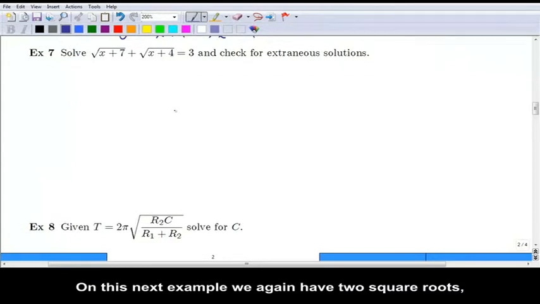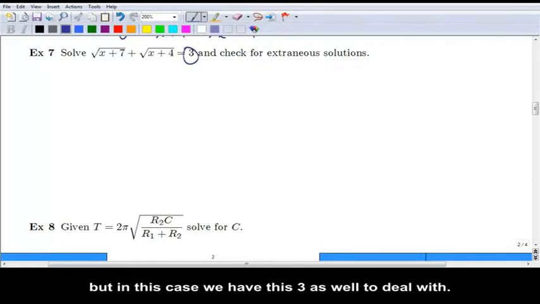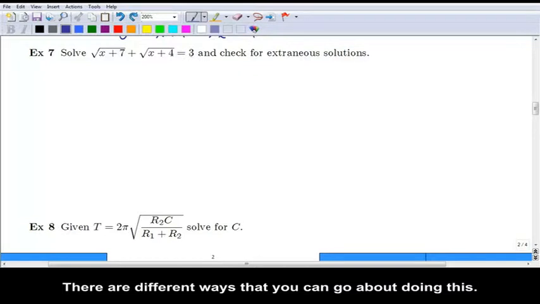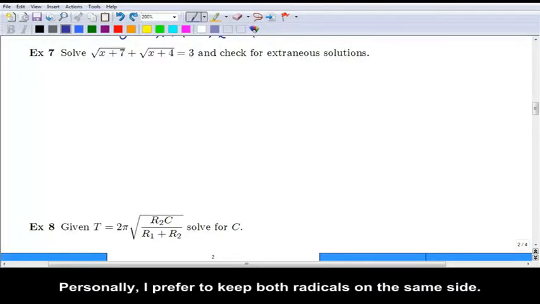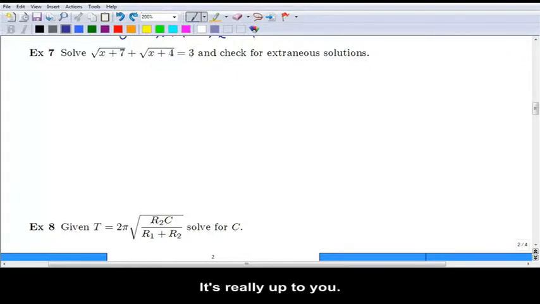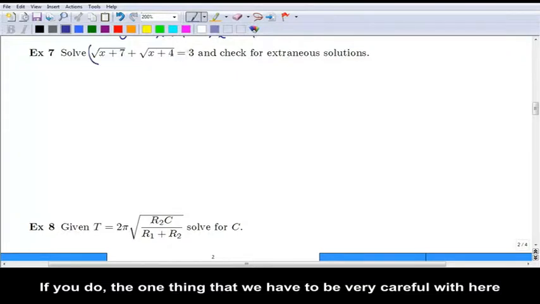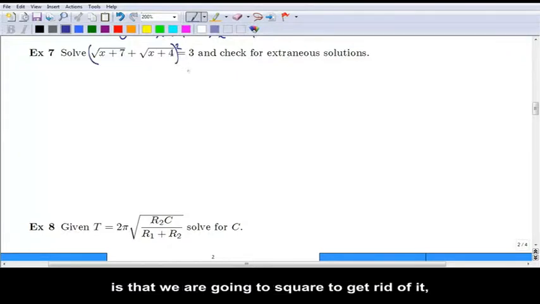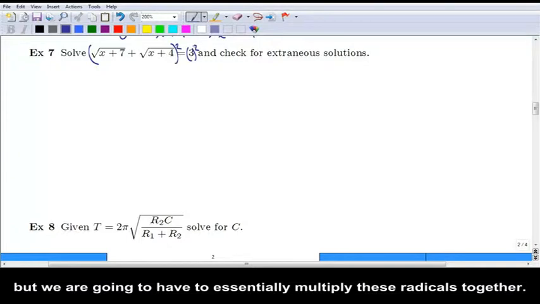This next example, we again have 2 square roots, but in this case we have this 3 as well to deal with. There are different ways that you can go about doing this. Personally, I prefer to keep both radicals on the same side. Some people like to put one radical on one side, one radical on the other side. It's really up to you. If you do, the one thing that we have to be very careful with here is that we're going to square to get rid of it. But we're going to have to essentially multiply these radicals together.